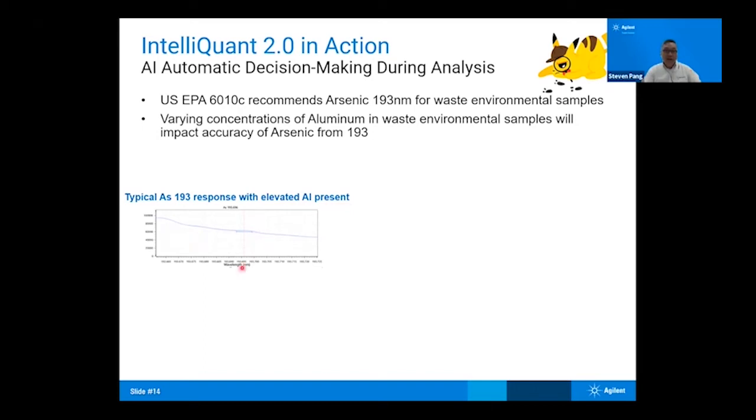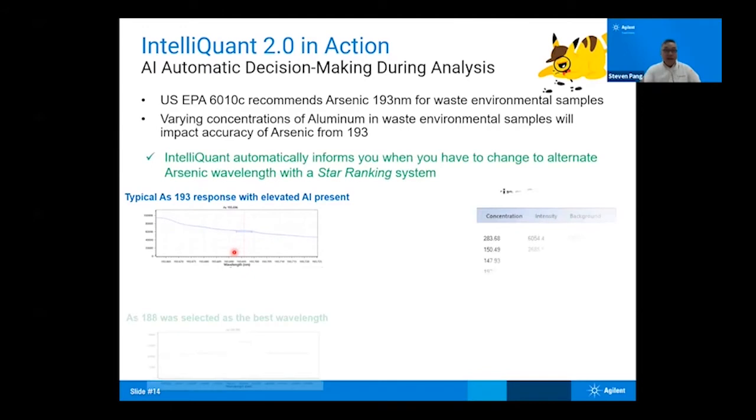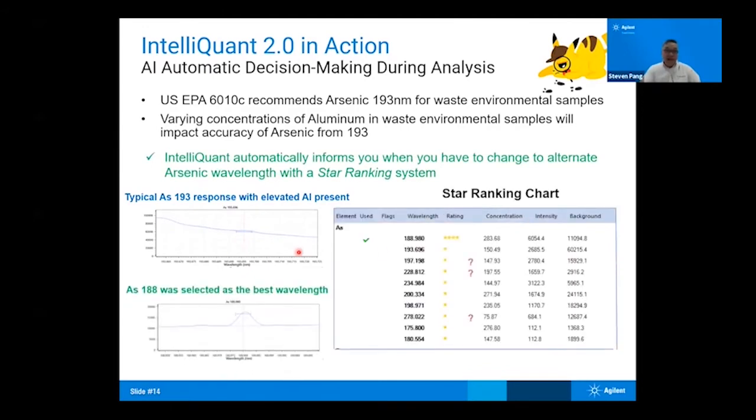In fact, my maths teacher would always say very ugly. All right. And then with IntelliQuant, you can see that the system smartly informs the user that, hey, you asked me to run at 193, but I'm giving you a 1-star rating because I think you should not use 193.